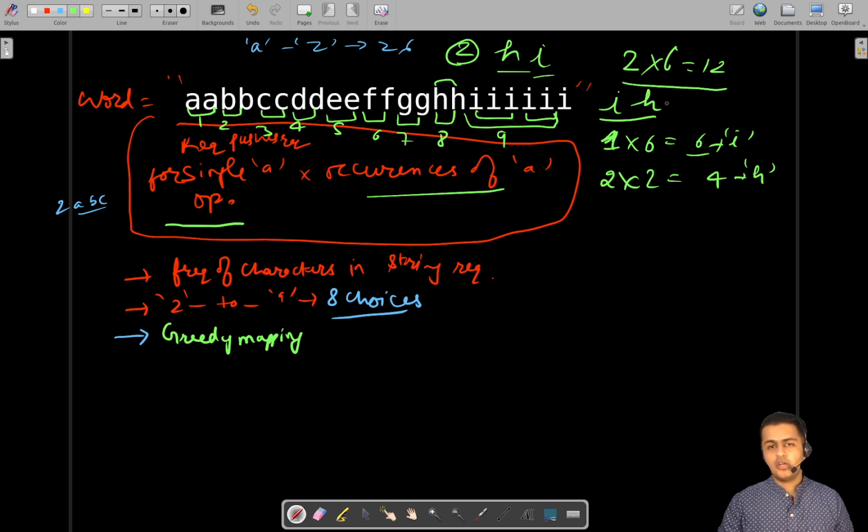So in order to get the minimum pushes, we will be preferring the characters which have higher frequency to be mapped first, to be given preference first to be mapped to some key. So greedy mapping, and higher frequency characters will be given first preference.